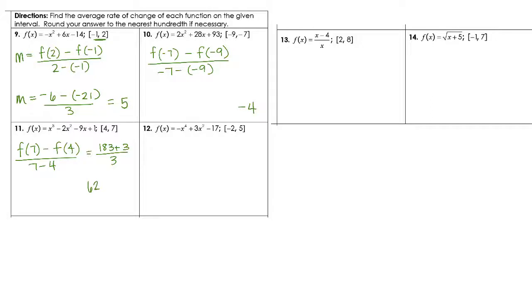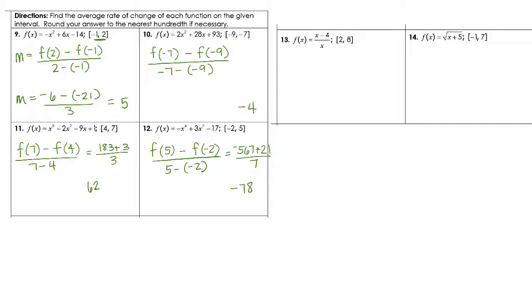And then finally, number 12. Again, same setup. I do need to see this notation. f at 5 minus f at -2 all over 5 minus a -2. And f at 5 should be -567 minus f at 2 is a -21, so +21 all over 7, and we should get -78 there.